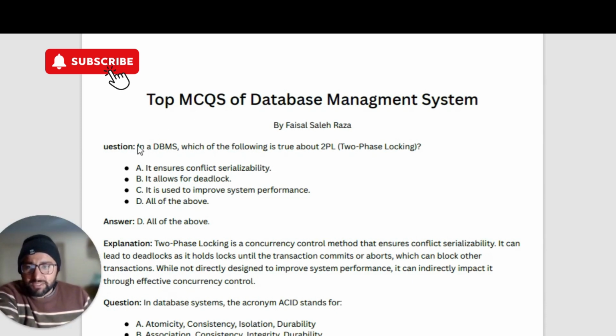So the first question is, in the database management system, which of the following is true about two-phase locking? So we need to know what two-phase locking is. This is important because it is the first concept we are encountering in these MCQs. So two-phase locking is a concept of concurrency control in database management systems, and by doing so, you try to control the concurrency.